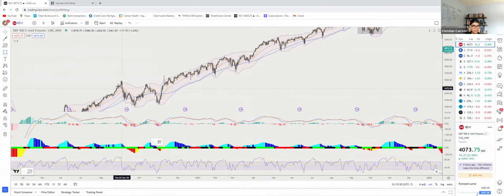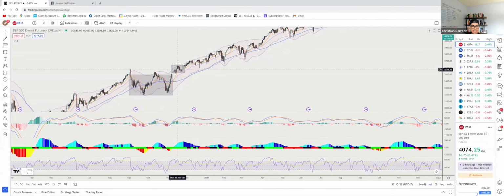Here's a good idea. So here's the break. This broke out and just consolidated near the top. I wouldn't really call it a retest, right? It just consolidated. You can call it a bull flag, whatever you want to call it, but it just consolidated above the top, right? That's a third type of breakout.